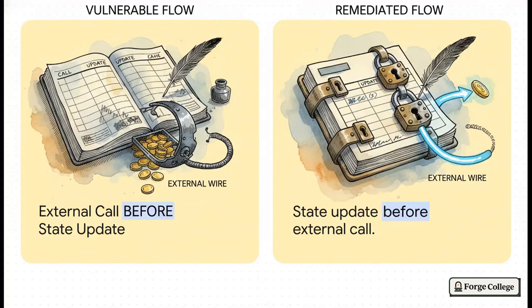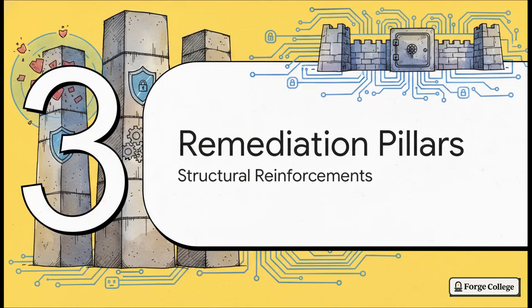Let's contrast these two flows. On one hand, we've got the highly vulnerable approach, making an external call out to a user or some other contracts before we even bother updating our internal state ledger. This is the digital equivalent of our distracted bank teller. It's just a classic reentrancy trap waiting to be sprung by a malicious actor. But then, if we flip it to the remediated flow, we do our strict bookkeeping first. We update the state ledger, we do all our internal math, and only then do we make any external calls. Honestly, it's such a simple flip in the sequence of operations, but it's literally the difference between an airtight vault and a catastrophic hack. Section 3, the 3 pillars of remediation, structural reinforcements.